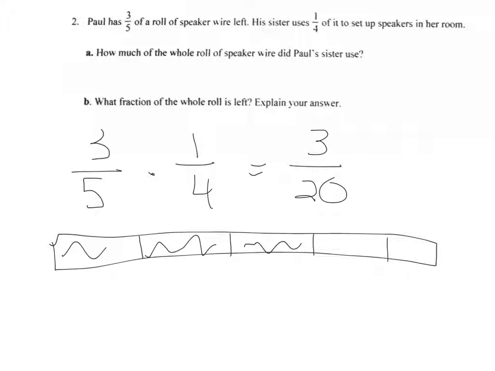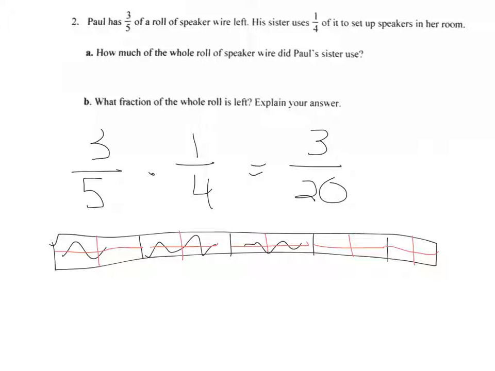And then they're breaking that, she only used 1/4 of that. So we know it has to be smaller than the 3/5. So if you think 3/5 and 4, the way to break that up to actually get 20ths is to think about breaking this into 4ths each.